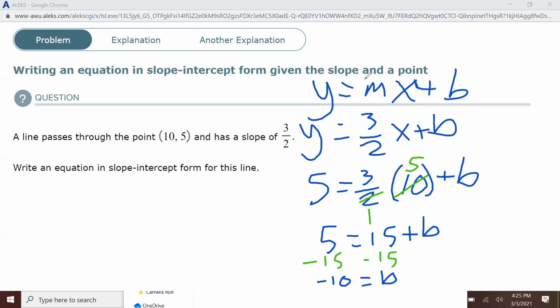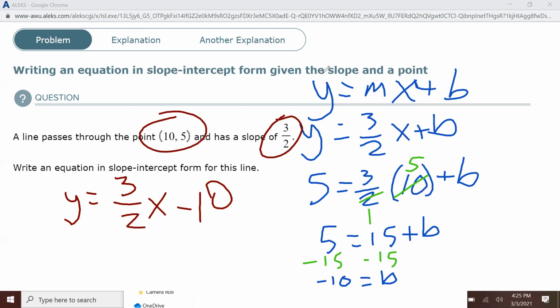And so I can now write the equation of the line, which will be y equals 3/2 x minus 10. If I were to graph that line, I would notice that it does have a slope of 3/2, and it does go through the point 10, 5.